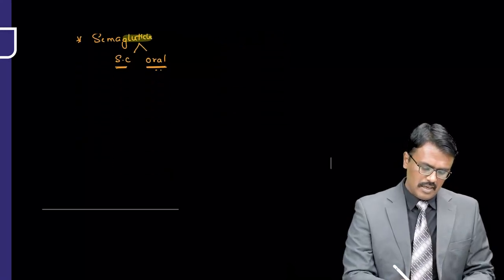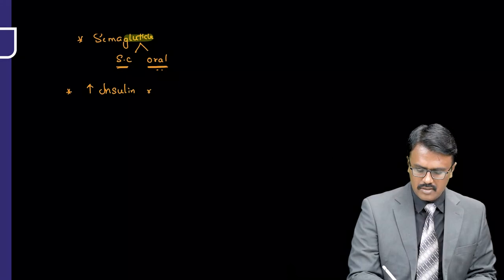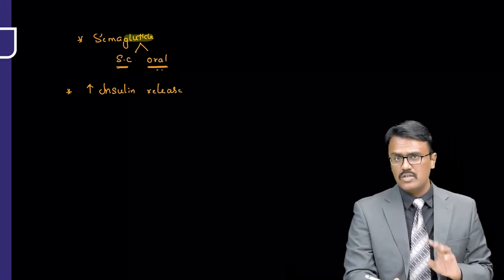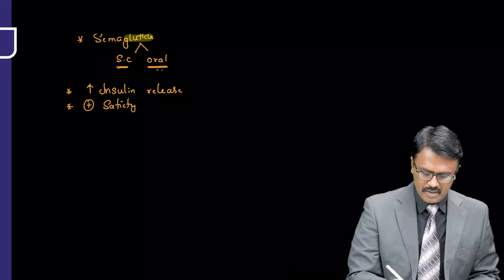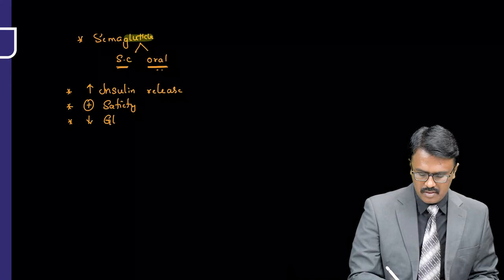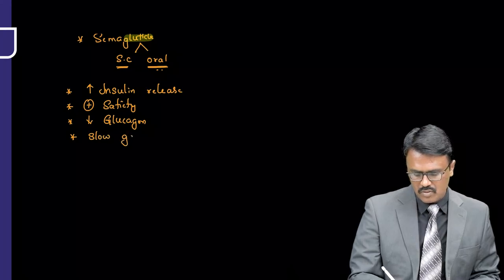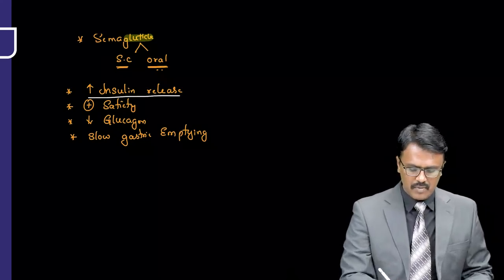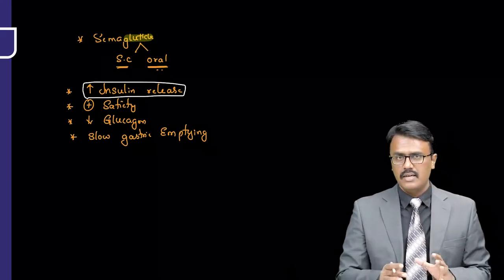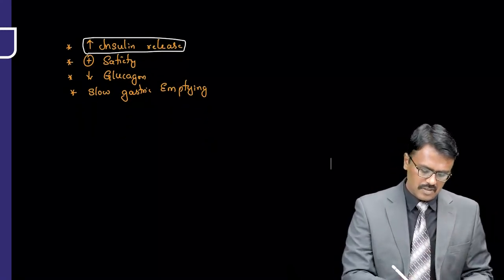Now, what are their actions? They increase insulin release. Compare that with pramlintide: will it increase insulin release? No. Second, they also stimulate satiety. They also decrease glucagon. And they also slow gastric emptying. These are the actions we see. Compared to pramlintide, the difference is that they increase insulin release, but pramlintide does not increase insulin release. That is the difference.